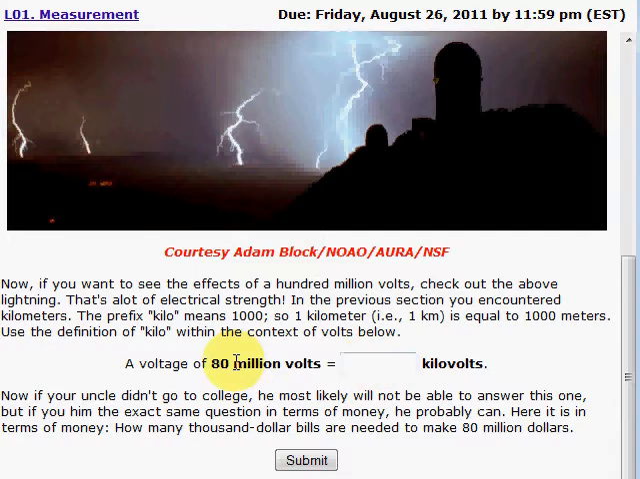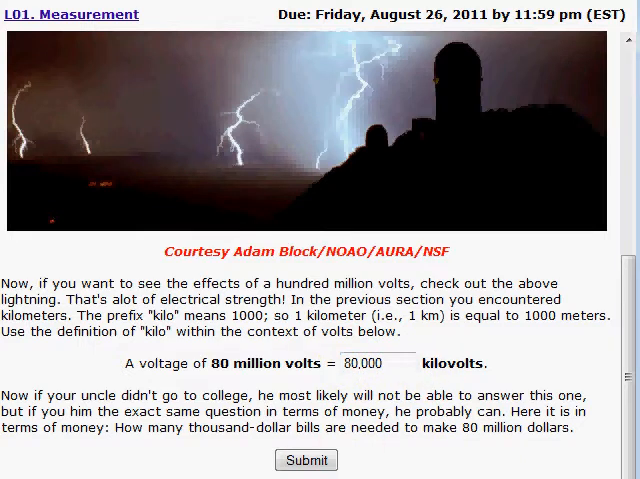So when I see this 1,000,000, I know I need 1,000 $1,000 bills to get 1,000,000. But I need 80 million, so I'll take that 1,000 there and put an 80 in front here, and that is my answer. This is going to be 80,000 kilovolts. I had placed a period there before I noticed I meant a comma, so it's 80 comma 000.